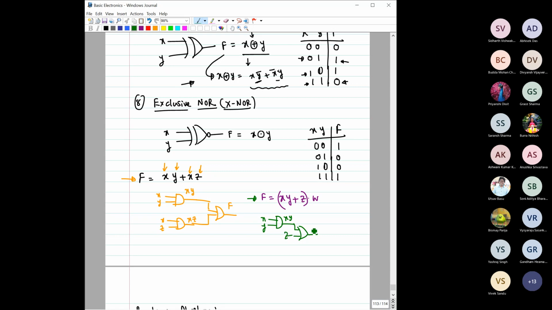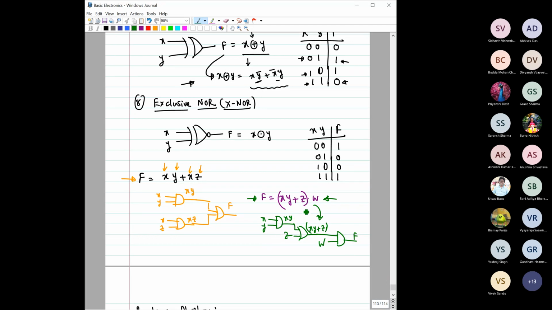OR gate with this. And this becomes x, whole y W plus z. Yes sir, and it will be with AND, with W. Right? So that way you can actually implement this circuit using these basic gates, right? So here, this is one expression, right?